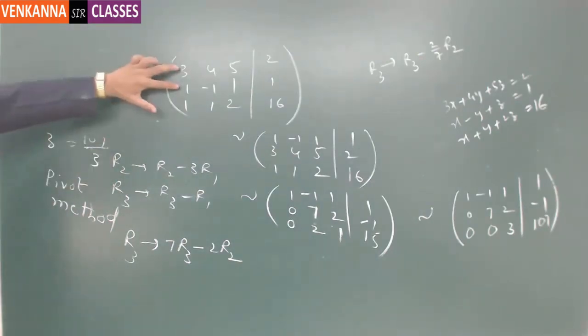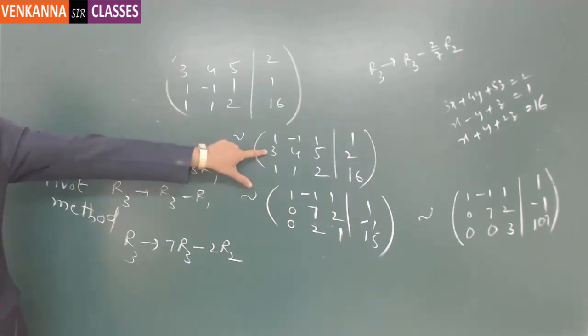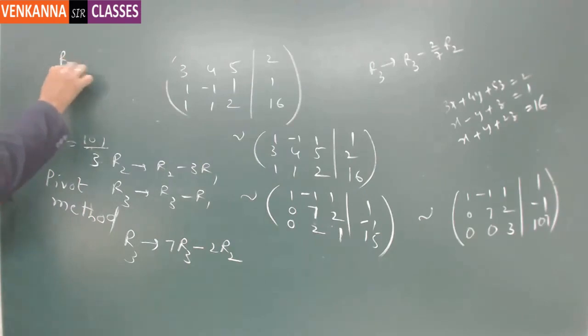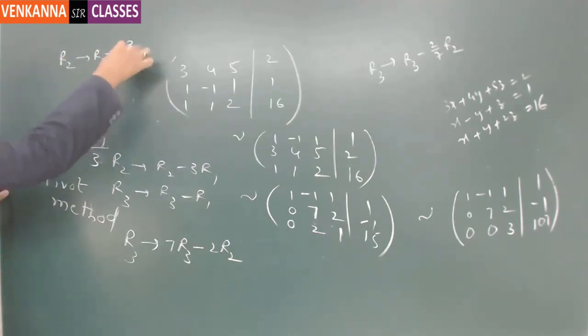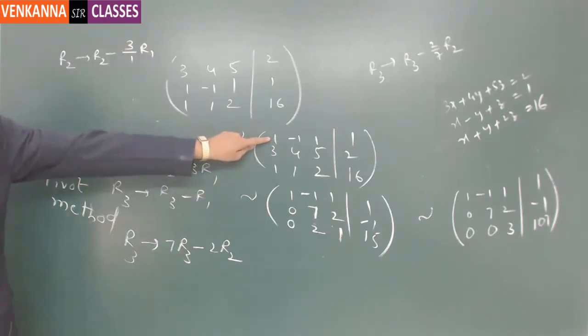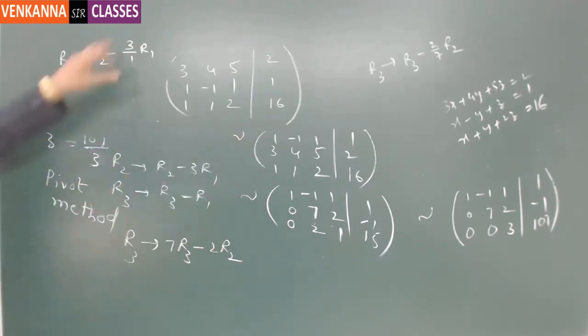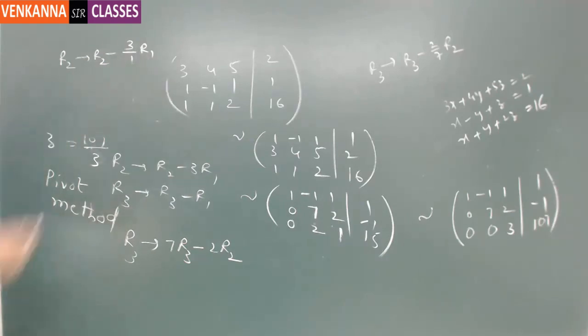So first I have interchanged it. It is okay. Now this part I want to make 0. So R2 tends to R2 minus 3 by 1 R1, because the diagonal element is 1. With this diagonal element I am dividing this. Since 3 by 1 is nothing but 3, I am writing 3R1 as it is.